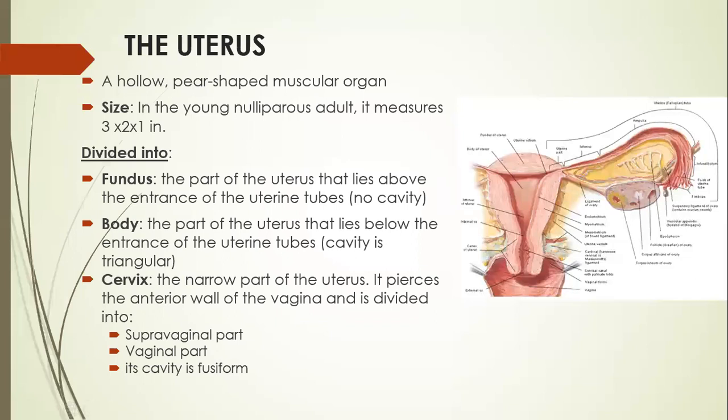Now coming to the main organ where the development of the fetus will actually take place. Even though this is a secondary organ, the primary organ in the female is the ovary.